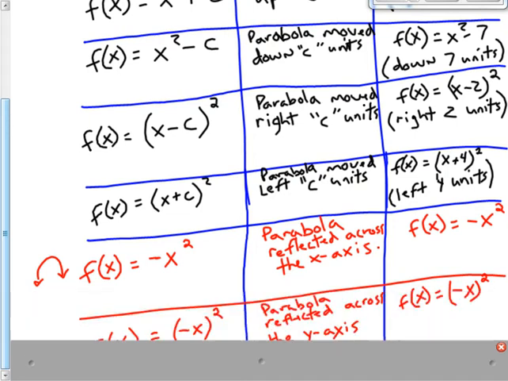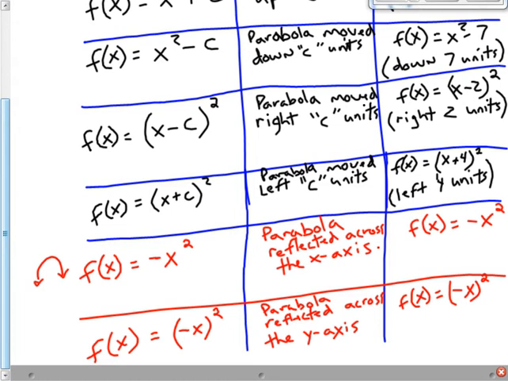And then the last one is if I put that negative on the inside, that means I'm reflecting across the y-axis. So every point on the right-hand side becomes a point on the left-hand side, and so on. We don't use this one a whole lot, but you need to know that it follows the same logic. If I put things on the outside, it's going to be changing in terms of up and down. If I put things on the inside, it's going to be changing in terms of left and right.